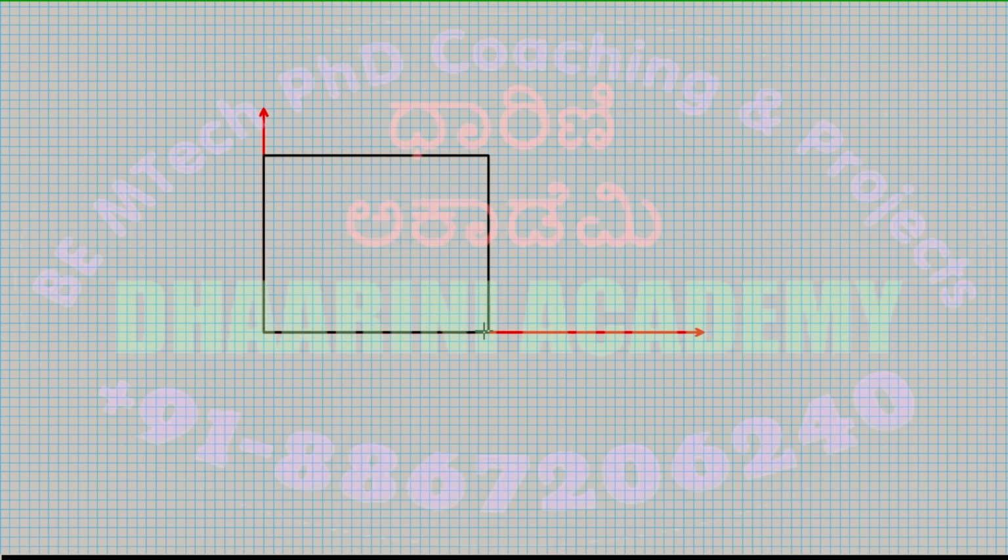When I say low pass filter, I'm expecting a sharp cutoff like this. At W hertz, I want this to be 0, and starting from 0 hertz till W hertz, I want its amplitude to be 1. This is the ideal case.